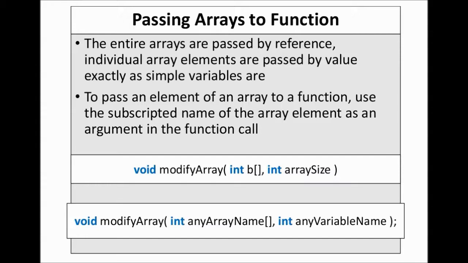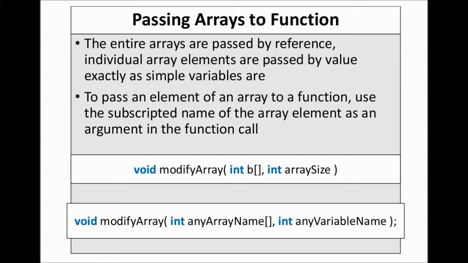To pass an element of an array to a function, use the subscripted name of the array element as an argument in the function call. For example, void modifiedArray(int b[], int arraySize). Here void is the return type of the function, modifiedArray is the function name, int b with brackets indicates that it is an array, and int arraySize gives the total size of the array. In this example, the function modifiedArray will accept an array of integers as a parameter.